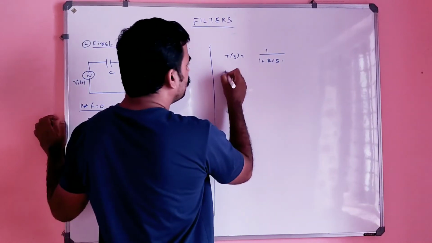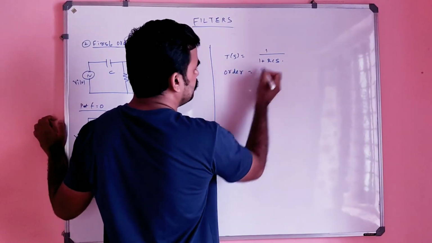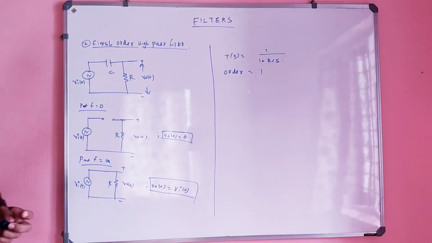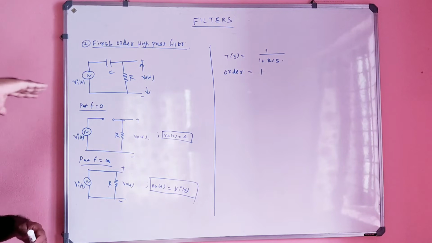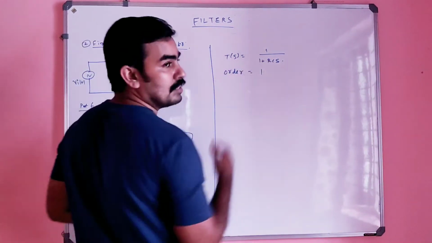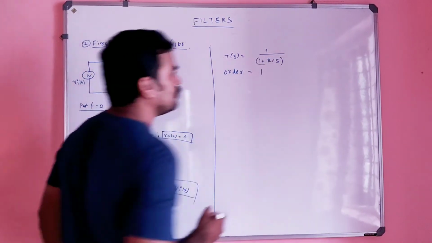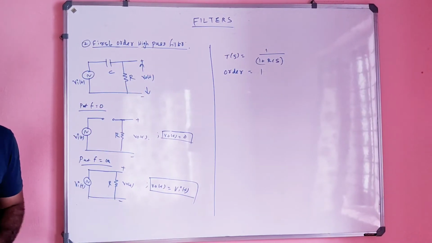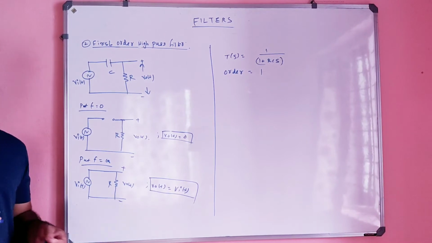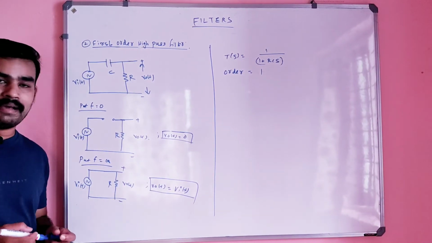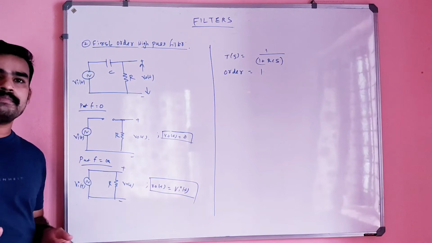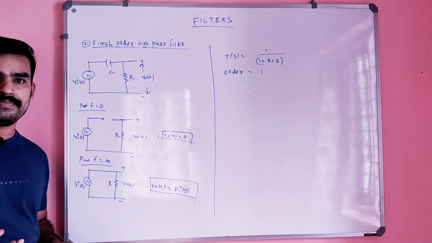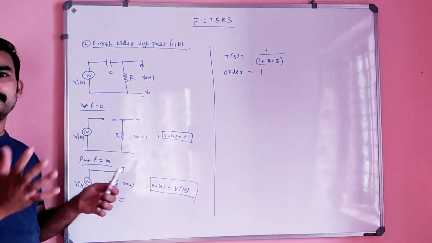So the order of this is nothing but 1. The order is nothing but the power of S in this equation. The power of S in the equation is called the order. Or in derivatives, you did some differential equations in mathematics, right? The order is nothing but the highest power of the derivative. For d square y by dx square, the order is 2. Correct? Order means something related to derivative.